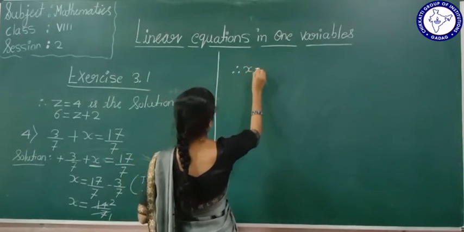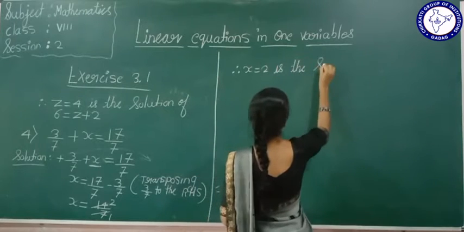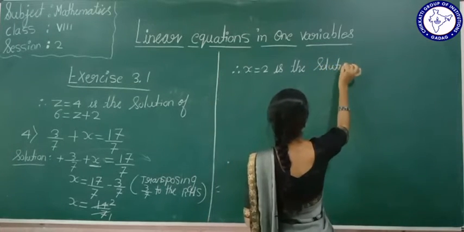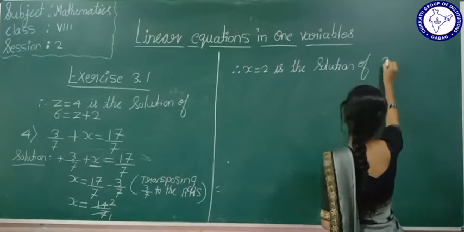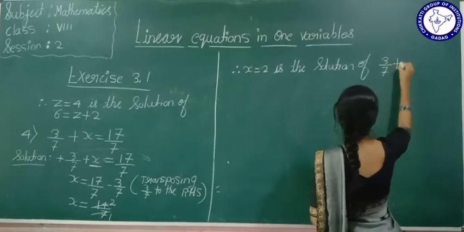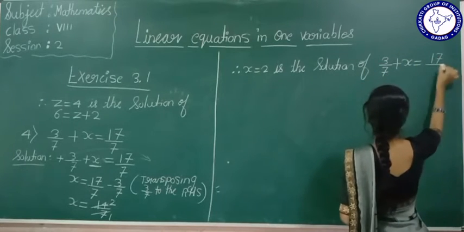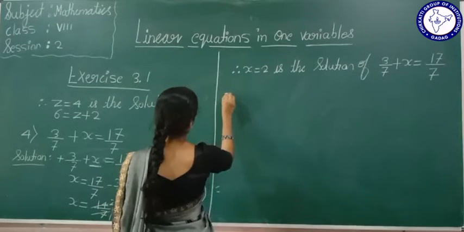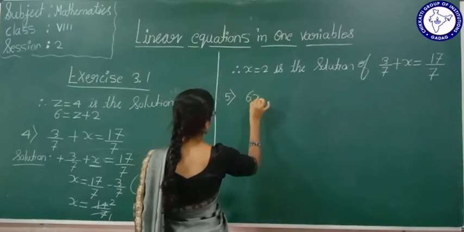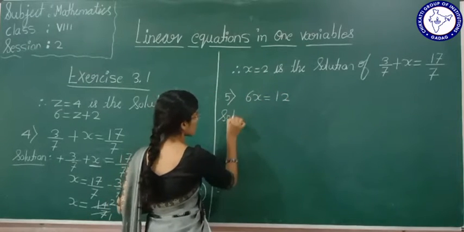Therefore, x is equal to 2 is the solution of 3 by 7 plus x is equal to 17 by 7. Next we will see the fifth one. The fifth one is 6x is equal to 12. See the solution.